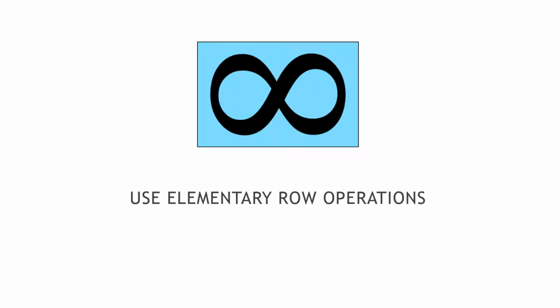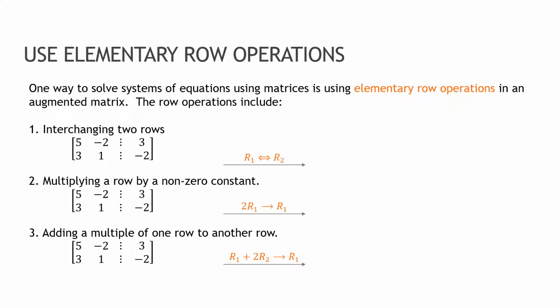Now that we understand an augmented matrix, let's take a look at row operations, which will lead us to Gaussian and Gauss-Jordan elimination. One way that we can solve a system, again, is using an augmented matrix, like we have here, and elementary row operations.